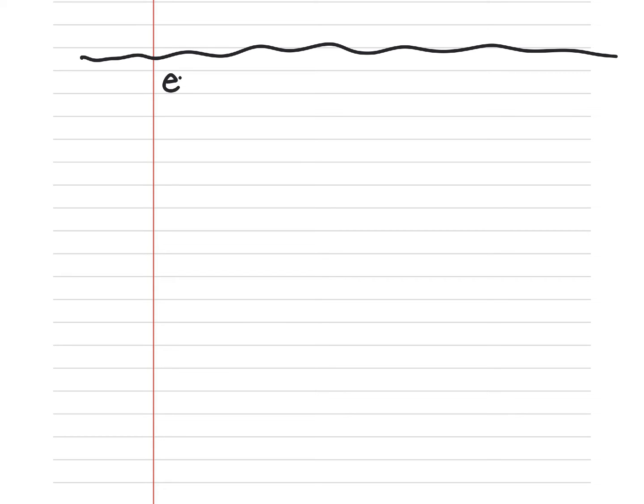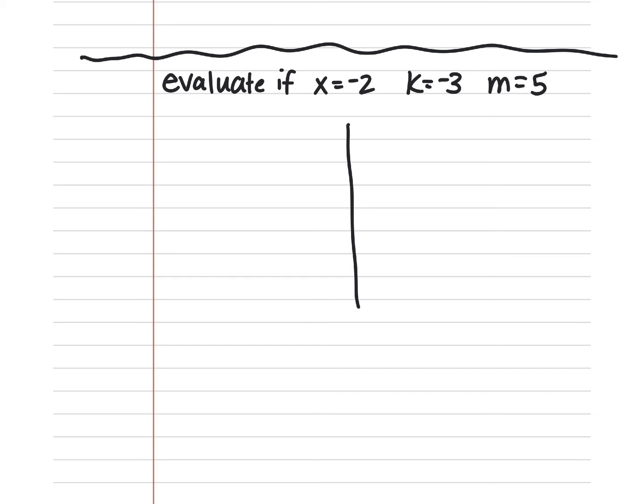All right, let's do two problems that say evaluate if x equals negative 2, k equals negative 3, and m equals 5. We're going to do two problems, and I'm going to walk you through them. The first one is x squared plus km. Then our second one is mxk squared. And we are going to evaluate those.